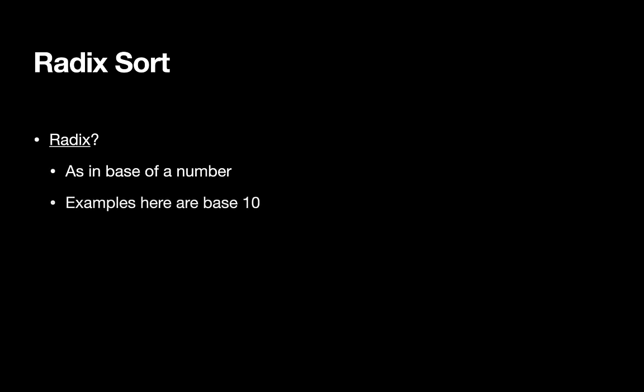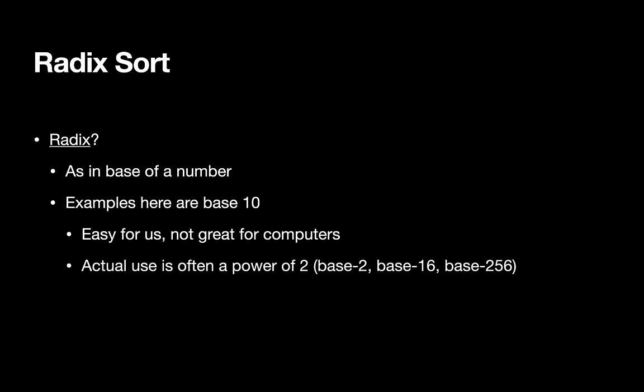So here we'll be working in base 10 numbers, which is good for us. We'll basically be moving through the place values of numbers, so the ones place, and then the tens place, and then the hundreds place, and so on and so forth. That's great for this example, but computers don't naturally work in base 10. So typically when this is actually implemented in computers, it'll use a base that's a power of 2. It could be binary, base 2, but it's probably a little more common to use base 16 or base 256.